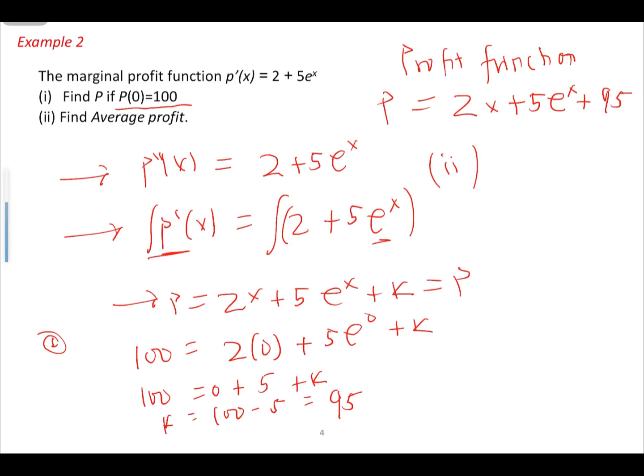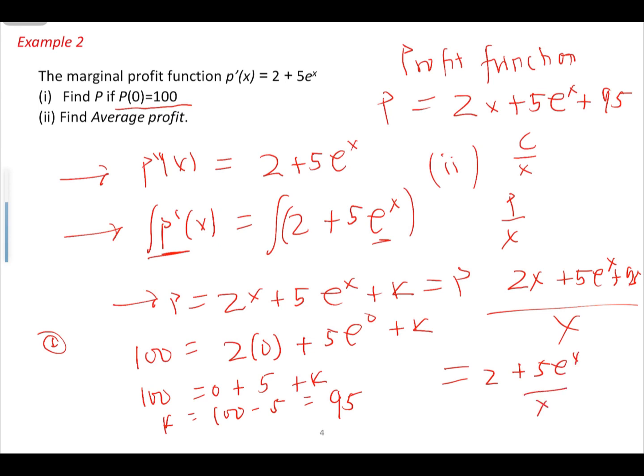As I said, average cost is C over x, average profit is P over what, x, as usual. So what we need to do is we take 2x plus 5 e^x plus 95 divided by x, and then you do your simplification to get the actual value, which is maybe 2 plus 5 e^x over x plus 95 over x. So this is as simple as that.